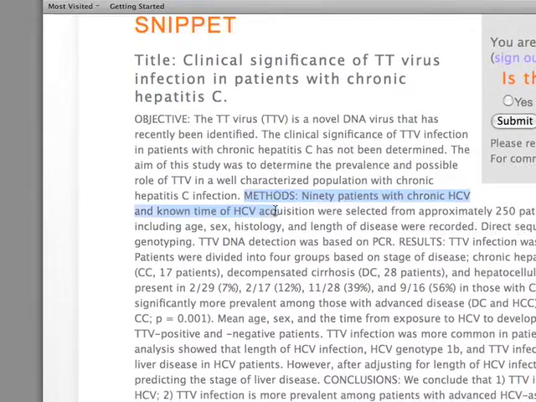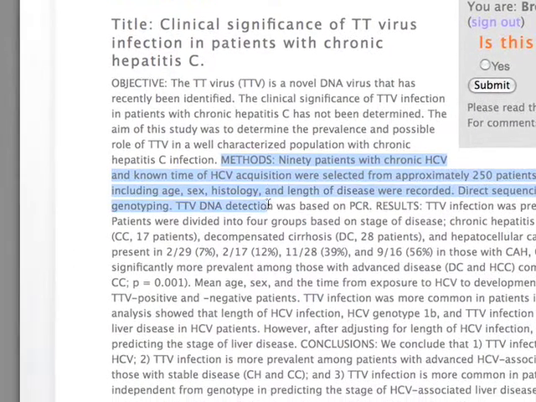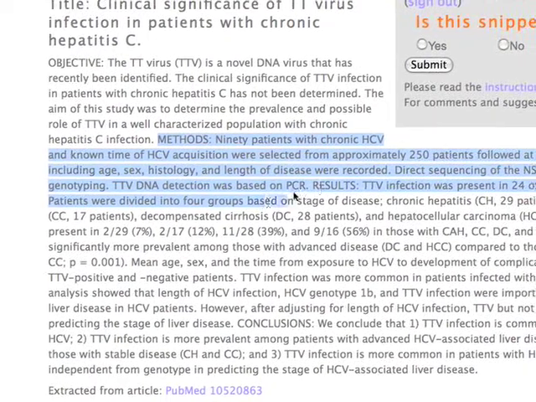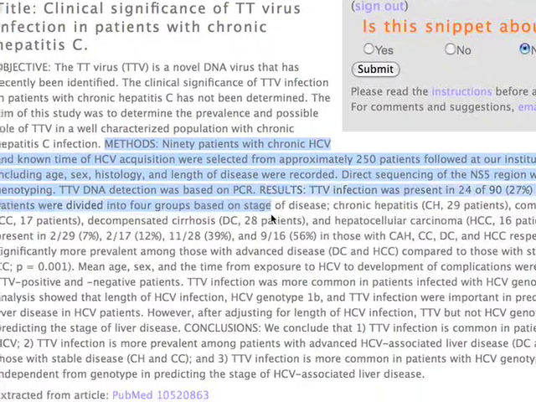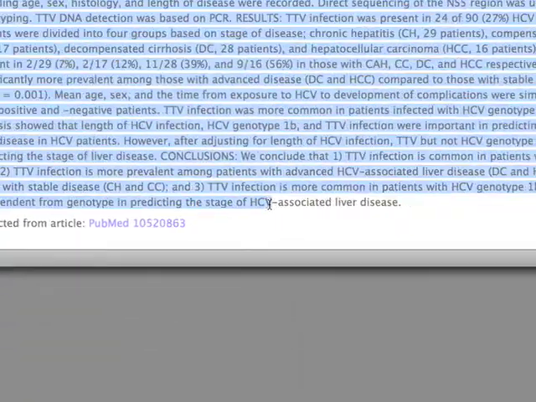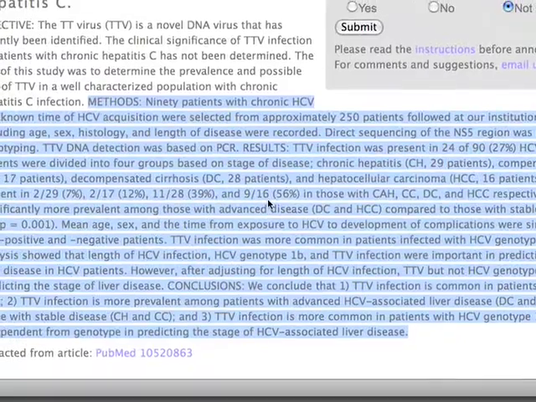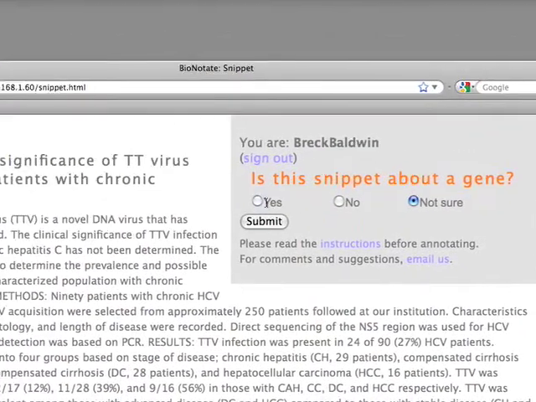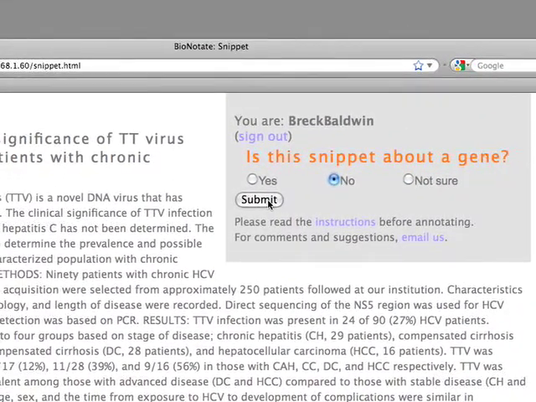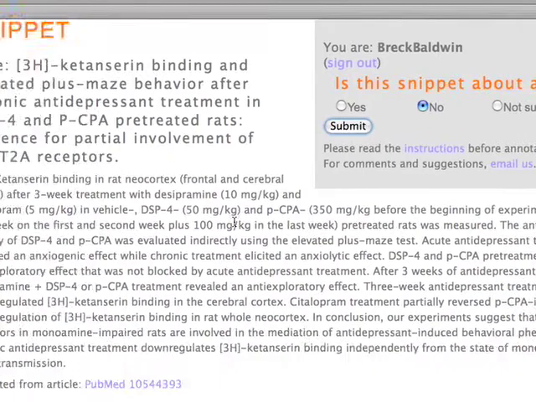And what do we get? It is telling us about who it is, the population, then we have our results. Yeah, I'm pretty comfortable saying that this does not talk about a gene. This is just a general article about hepatitis. It's not the kind of thing we're interested in. So is this snippet about a gene or a protein? No. So we submit.